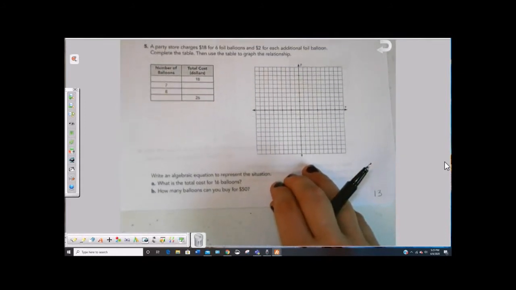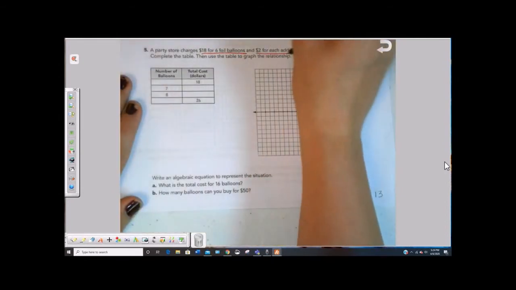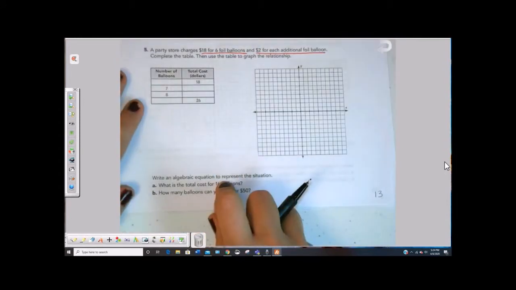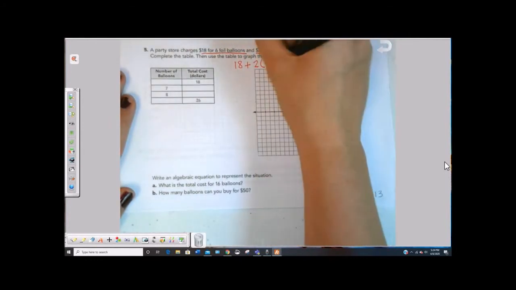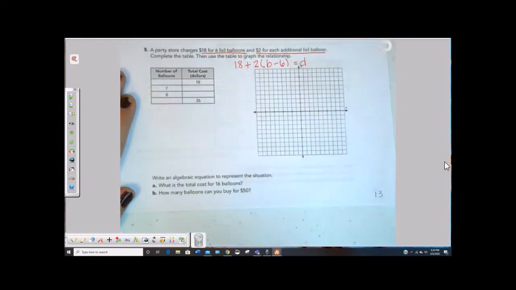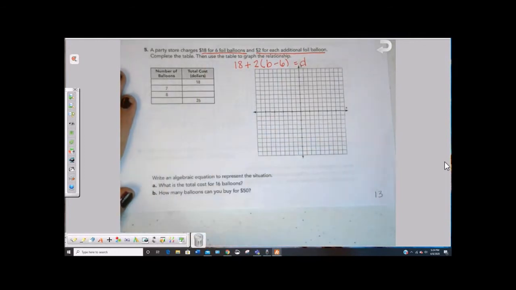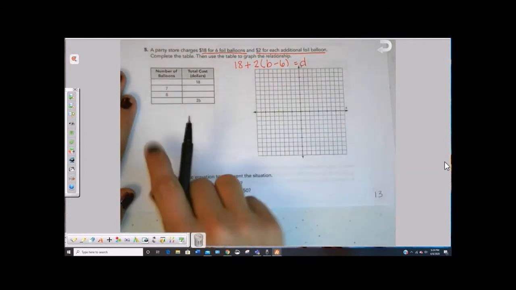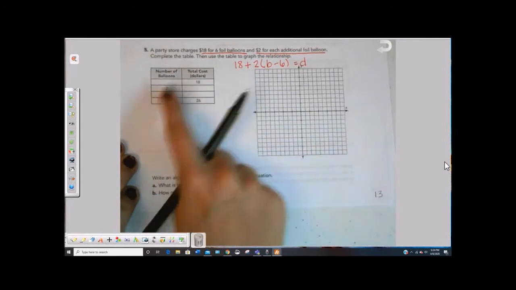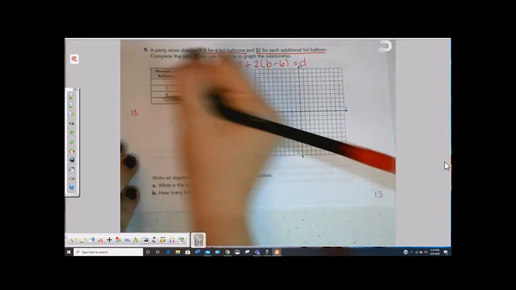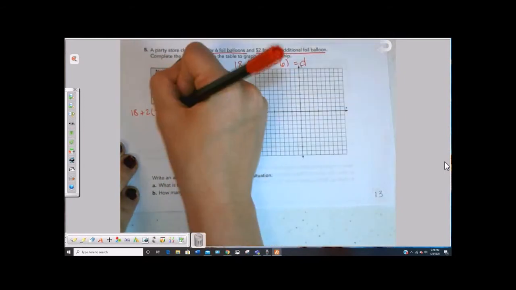Okay, looking at number 5. Number 5. A party store charges $18 for 6 foil balloons and $2 for each additional foil balloon. So here's my equation. 18 plus 2 times B minus 6 equals D. Now in this case, we said minus 6 because it's subtracting those first 6 balloons that you got already. So let's look. We're going to start with 7 and 8 because it's easier to put in B than find D for now. So I have 18 plus 2 times 7 minus 6.